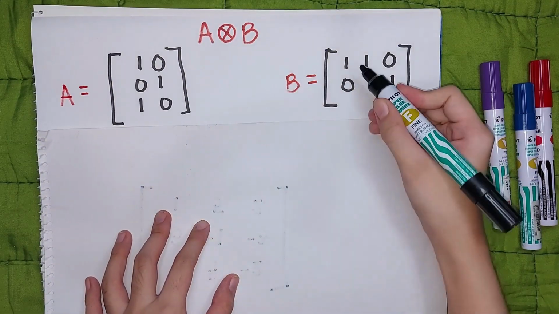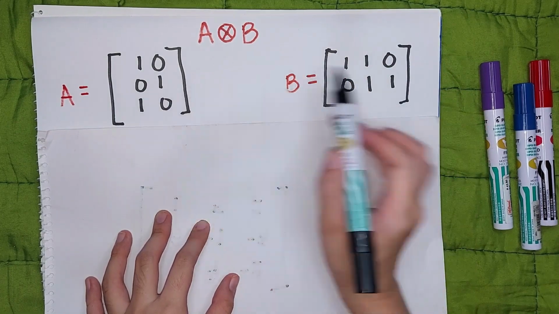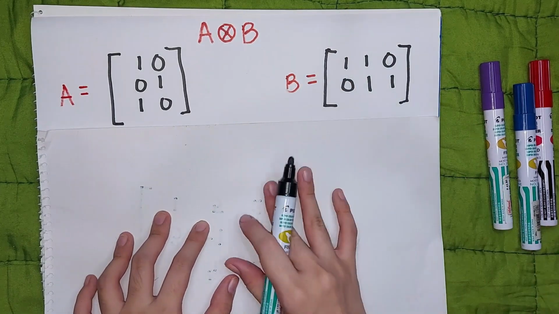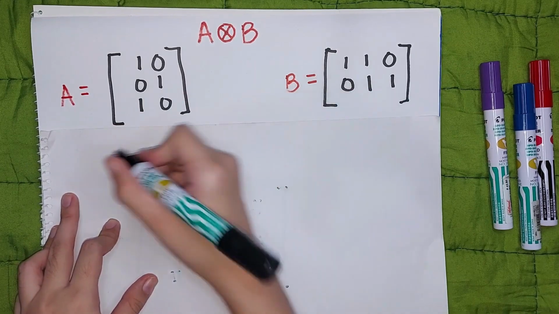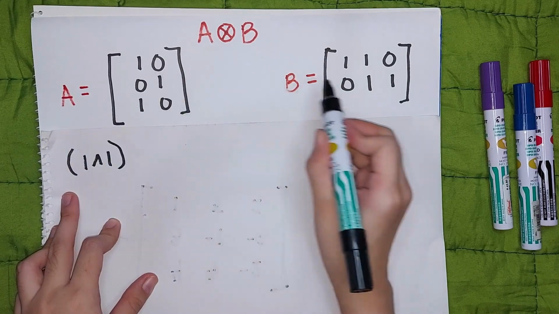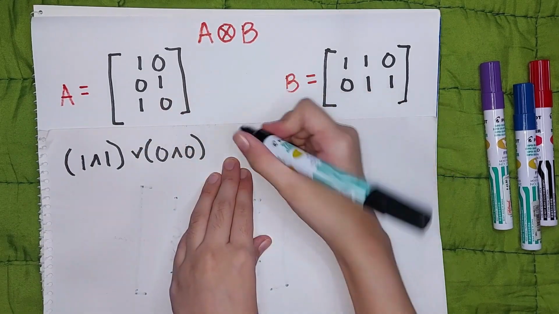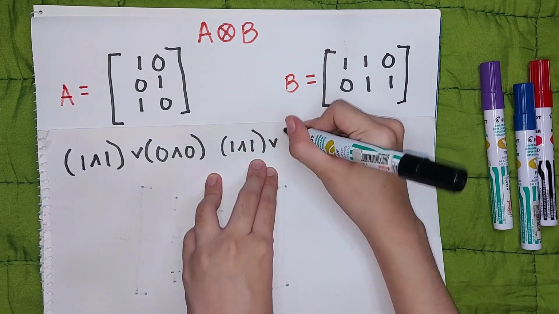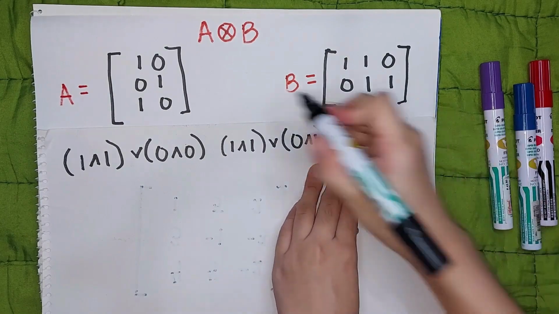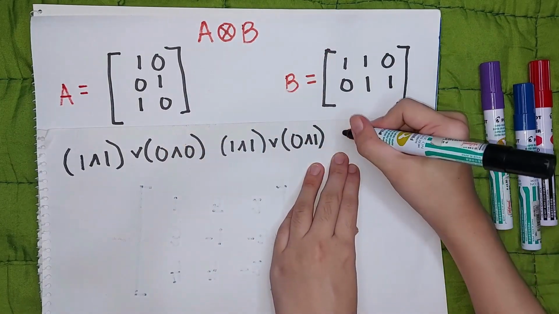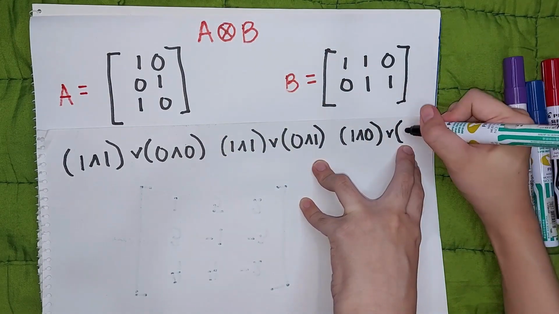Boolean product. Same process like the multiplication in matrix arithmetic. Rows by columns, and so on. So first, they will meet and then they will join. 1 meet 1 and it will join 0 meet 0. 1 meet 1 and it will join 0 meet 1. Next, 1 meet 0 and it will join 0 meet 1.